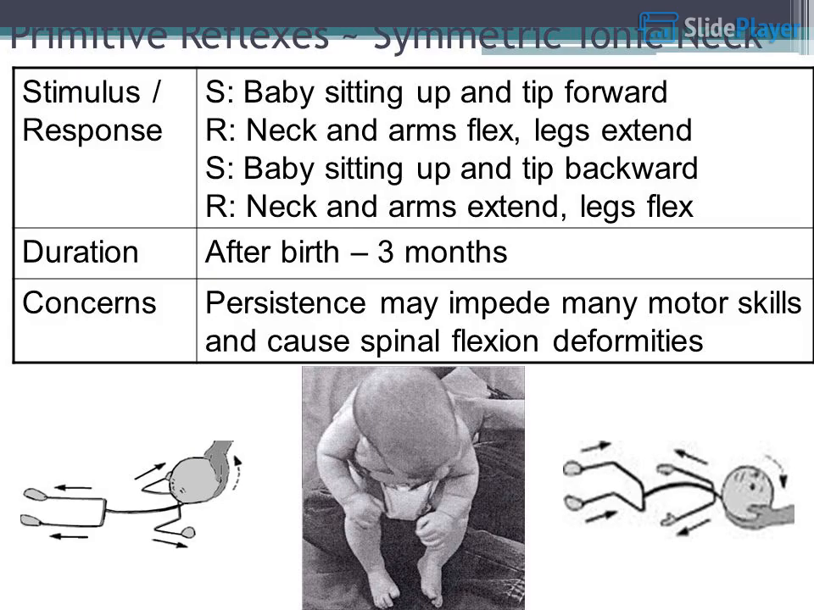Primitive reflexes: symmetric tonic neck. Stimulus, response. Stimulus: baby sitting up and tipped forward. Response: neck and arms flex, legs extend. Stimulus: baby sitting up and tipped backward. Response: neck and arms extend, legs flex. Duration: after birth, 3 months. Concerns: persistence may impede many motor skills and cause spinal flexion deformities.